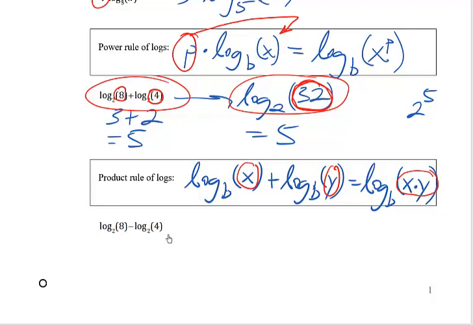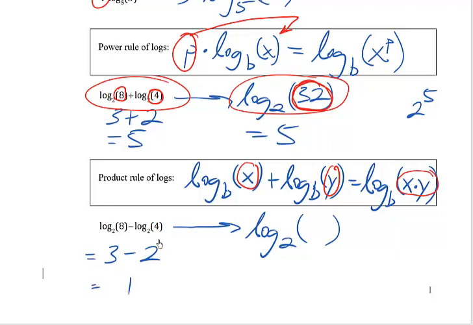investigation problem. It's very, very similar to the one that came above. This time I have two logs that are being subtracted, and I would like, again, to see, can I take that subtraction problem of two logs and write it as a single log that has the same answer? Well, these are just the same values we had a second ago. Log base 2 of 8 was 3. Log base 2 of 4 was 2. 3 minus 2 is 1. So I want this final answer to come out to be 1.